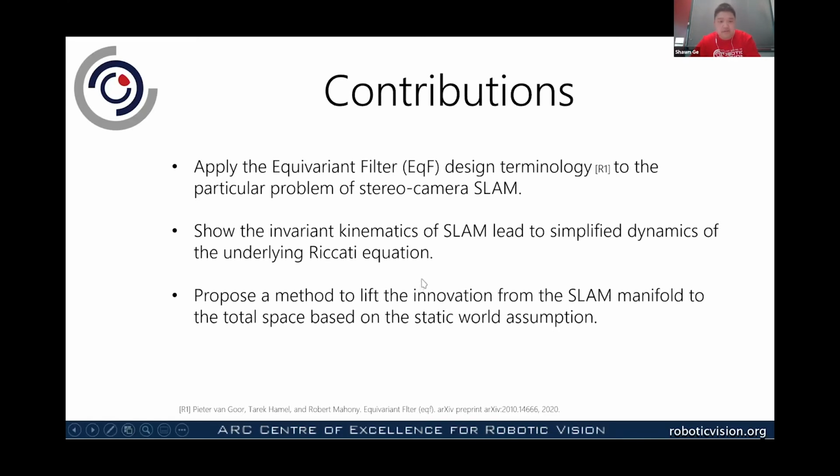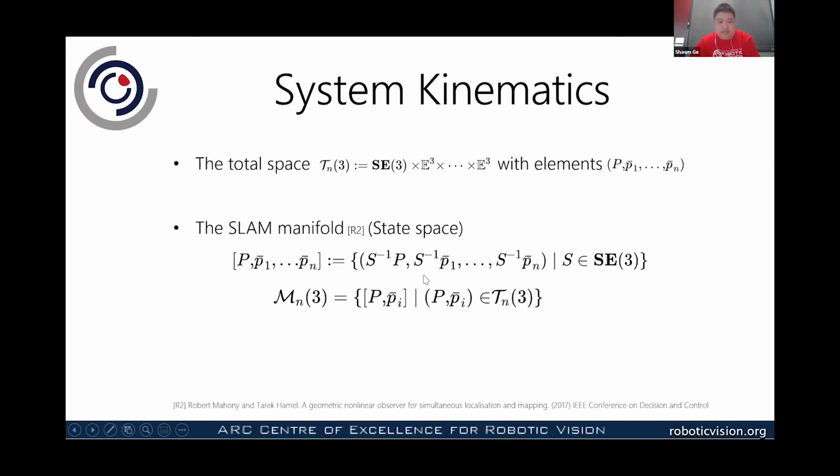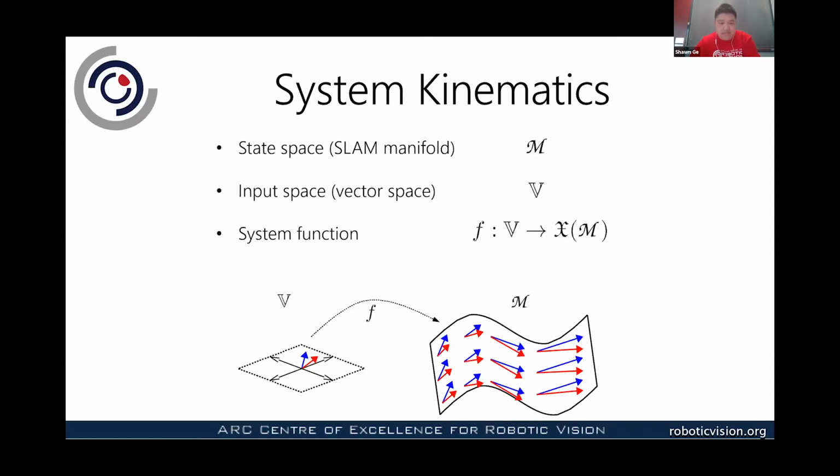So first, let's talk about the system formulation. Let's say we have the total space with elements representing the robot pose and landmark positions in the global reference frame. Then the SLAM manifold is obtained by factoring out the reference frame. And the elements on the SLAM manifold are invariant to any rigid transformation of the reference frame. So that is our state space, a smooth manifold.